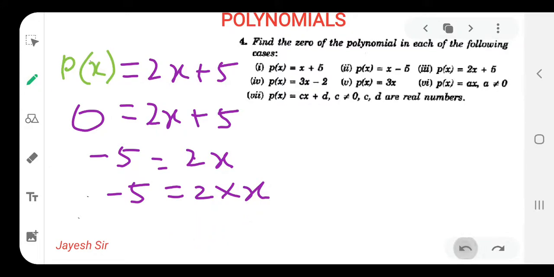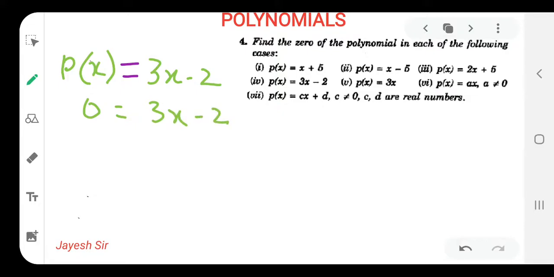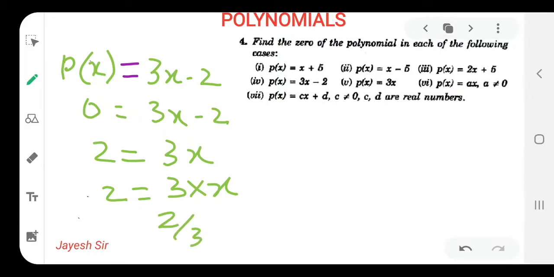So let's begin with our fourth sum, that is p of x equals 3x minus 2. Yes, if you understood and cleared your concept properly, then pause the video and try to solve it on your own, friends. 3x minus 2. You have to put 0 over here, and 3x minus 2 as it is. Now minus 2 will go that side. It will become plus 2 and 3x as it is. That means 3 multiplied by x is over here and 2 as it is. Now 3 will go into the denominator that side. 2 divided by 3 is the value of x. I hope you all might have understood it properly.